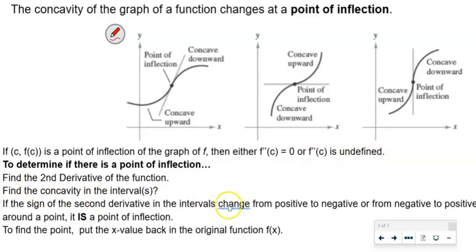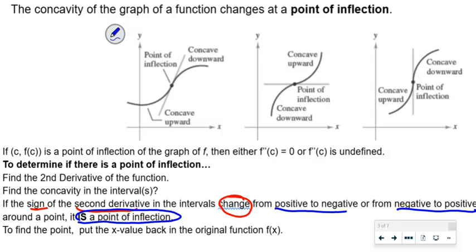To determine if there's a point of inflection, we're going to find the second derivative of the function, then find the concavity in the intervals. If the sign of the second derivative changes from positive to negative, that's our keyword right there, changes. If it changes from positive to negative, or from negative to positive, around a point, then that is our point of inflection. To find the point, we put the x value back in the original function.